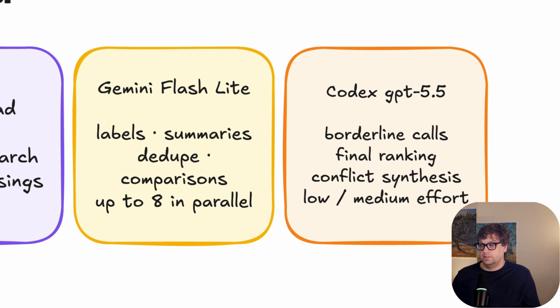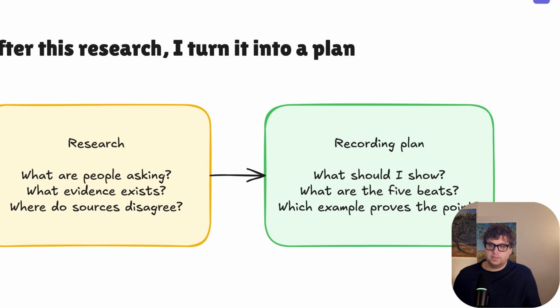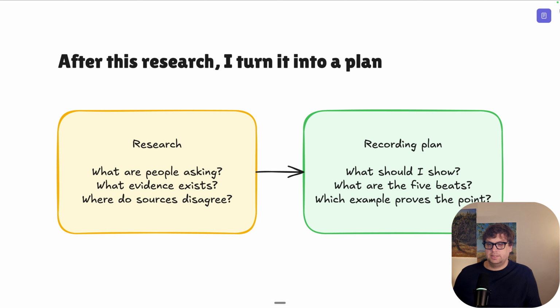And Codex is doing any kind of borderline calls, final reckonings, and the conflict synthesis. It's not on very high effort because I want this to run fairly quickly, but it does a pretty good job. After I figure out what are people asking, what exists, where do the sources disagree, I turn that into a recording plan or something.